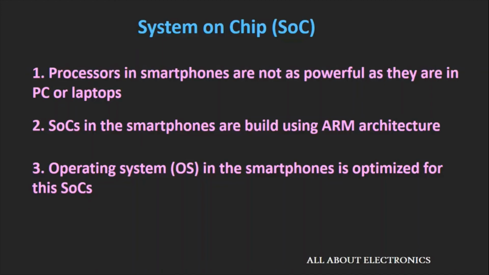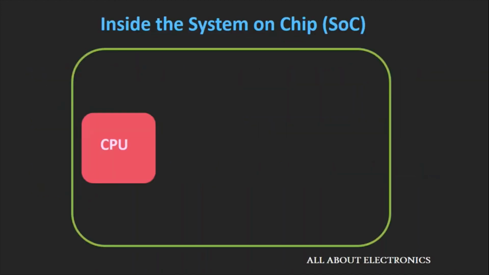Now that we know what a system on chip is, let's find out what is inside it. The first thing that you find inside the system on chip is the processor, and we have talked so much about this processor. The next thing that you will see inside the SoC is the GPU, the graphical processing unit, and it is responsible for all the graphics related activity inside your smartphone or tablet.